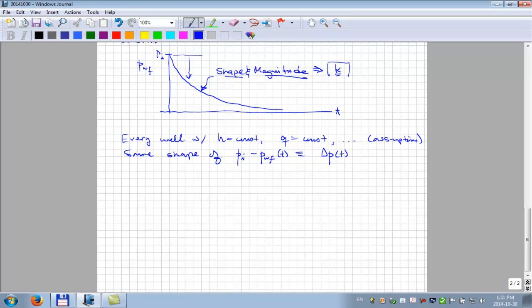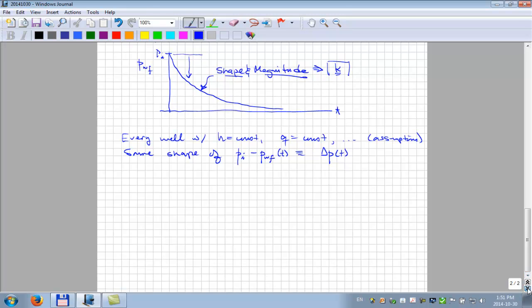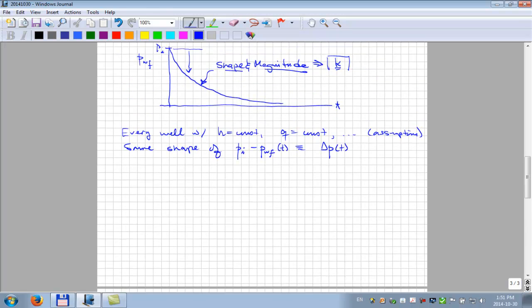Hamid's not sure I'm right. He's going to go back to Chris, his advisor, and say, Curtis doesn't know what the hell he's talking about. But it's true.